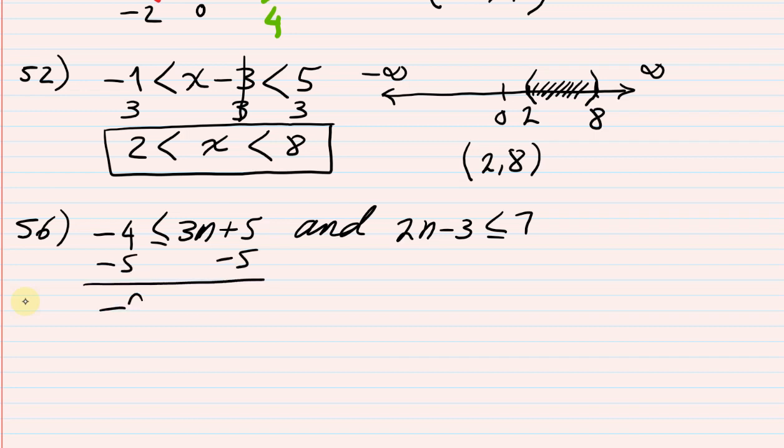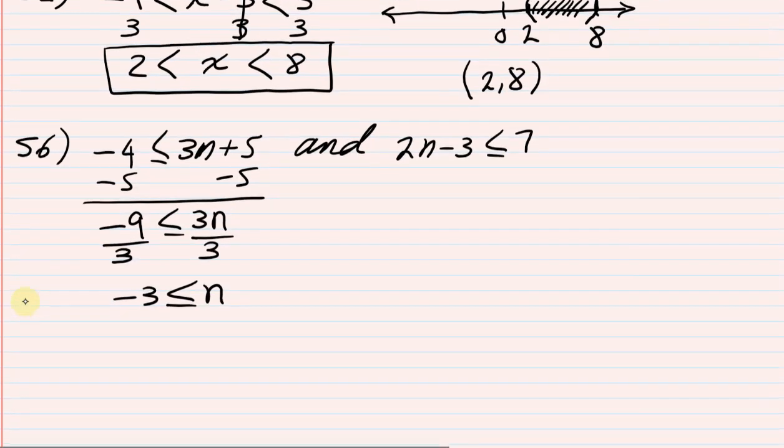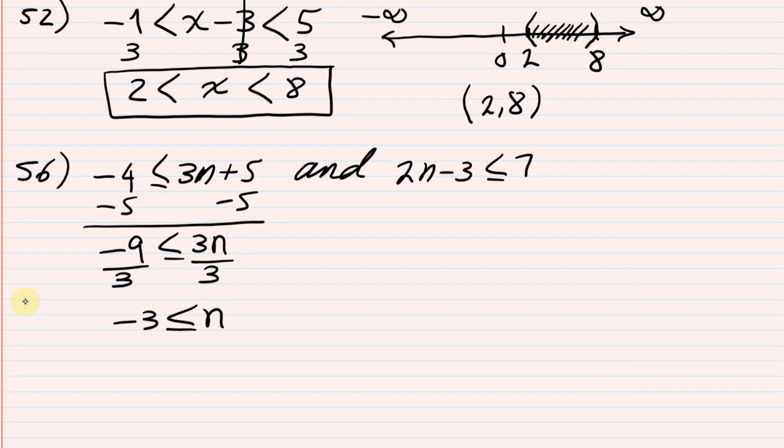And that makes it negative 9 less than or equal to 3n. And then divide both sides by 3. Because I'm dividing by a positive number, there's no need to change the inequality. Now, with our inequalities, I like to have my variable on the left side. It just makes shading a lot easier for me.